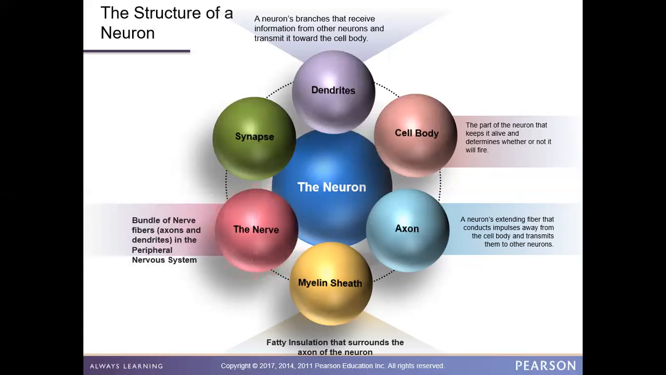The nerve cell we've already looked at. So this is a bundle of nerve fibers in the peripheral nervous system. And then the synapse. This is the point where electrical impulses are exchanged between two nerve cells.